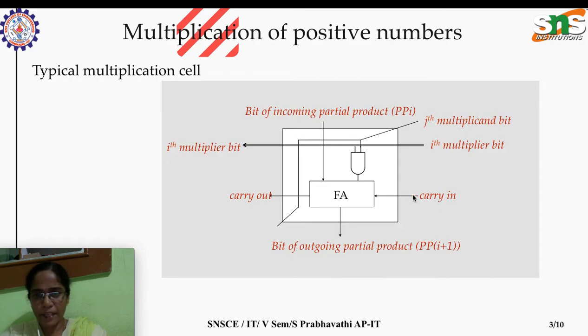So what's happening here? As you all know, a full adder will take carry in, and an AND gate is implemented. The AND gate has 2 inputs: one is the multiplier bit, the other is the multiplicand bit. If both multiplier and multiplicand are 1, then only the AND gate will produce 1. So 1 into 1 is 1, and 1 into 0 or 0 into 1 will result in 0. That's why we are using the AND gate here. I hope you understand why we are using the AND gate.